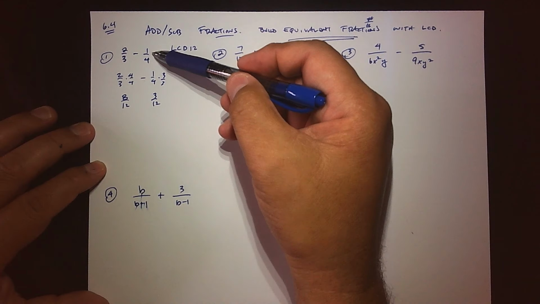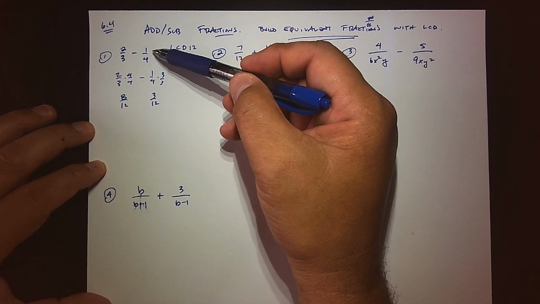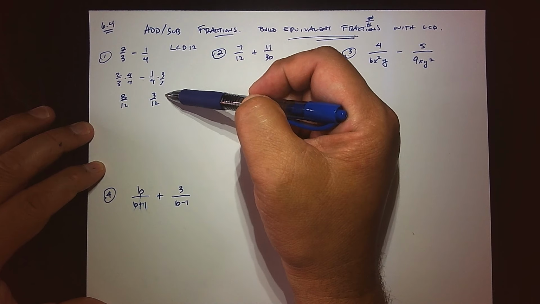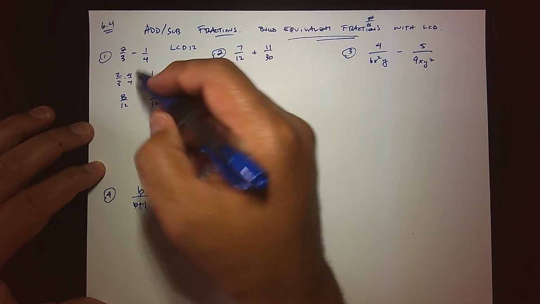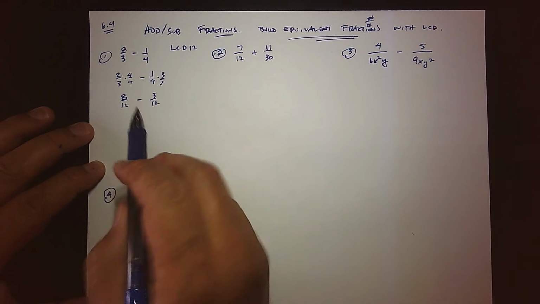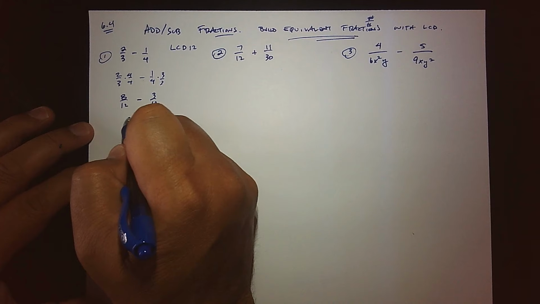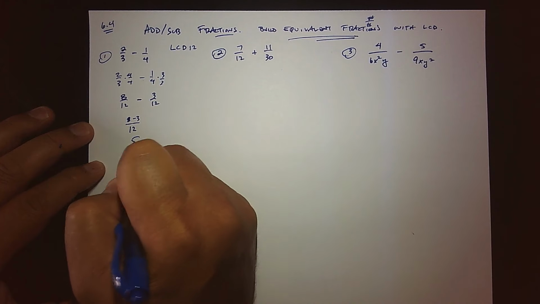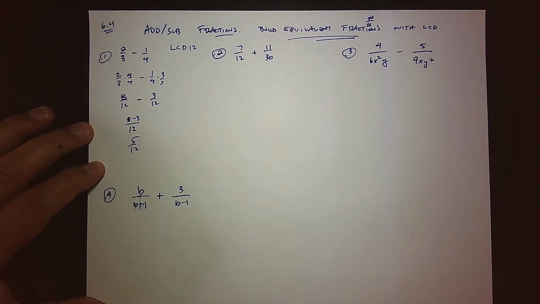You say 1/4, you build a picture for 1/4. That's the same thing as 3/12. But what's nice is this now has the same denominator, and I can perform the subtraction that's needed. We do that by keeping the denominator and subtracting my numerators, and in this case we get 5 over 12.